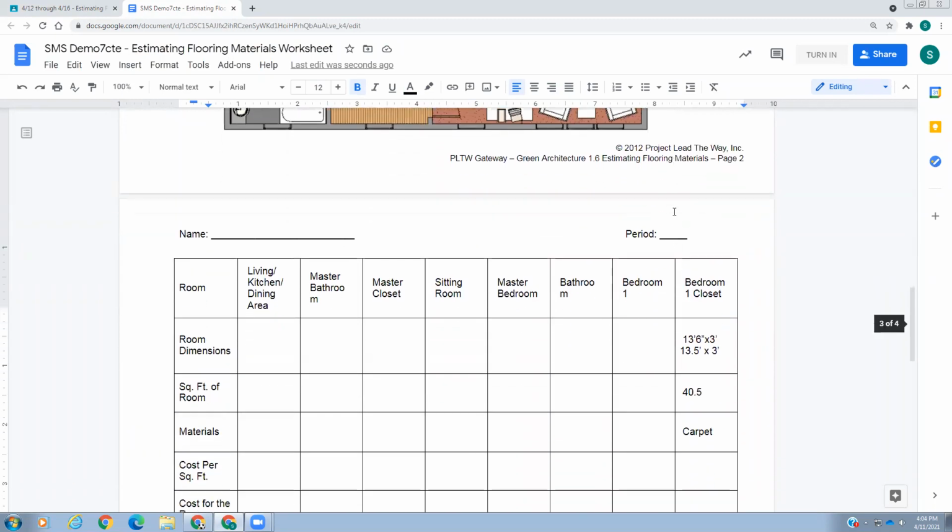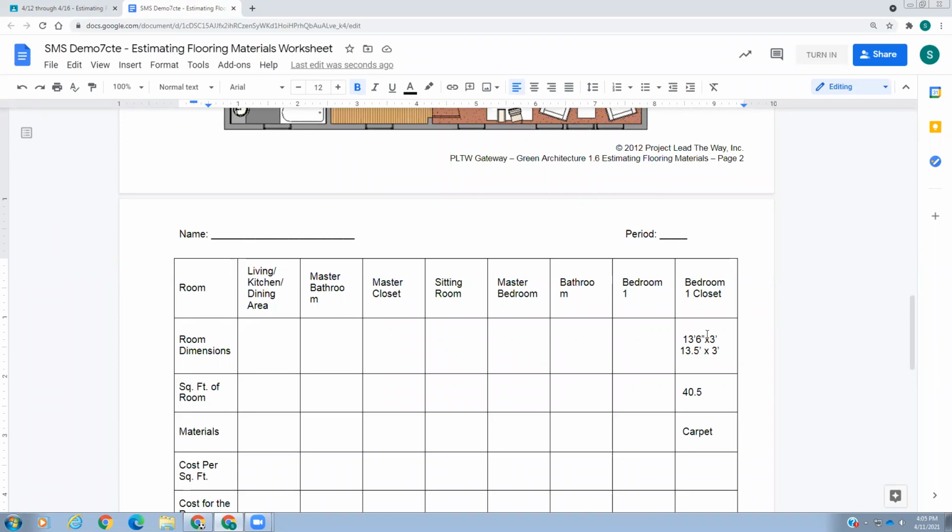Okay. You need to convert that into only feet, no inches. You can do that by taking the inches and dividing by 12, because there's 12 inches in a foot. So 6 divided by 12 gives you 0.5 of a foot. 6 inches is half of a foot, so that makes sense. So 13.5 feet times 3 feet, and that's going to give you the area. Surface area is length times width.